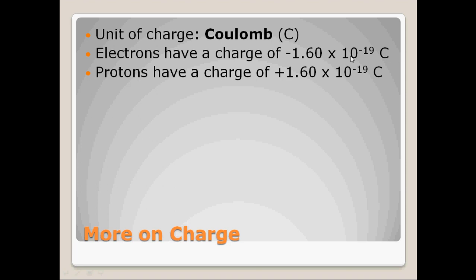If you note, this is a very tiny, tiny number. We're talking about 160 with 18 zeros in front of it with the decimal point way out front. So we're talking a very small amount of charge on each electron or proton. And so we need a lot of atoms to add up to any sort of significant amount of charge.